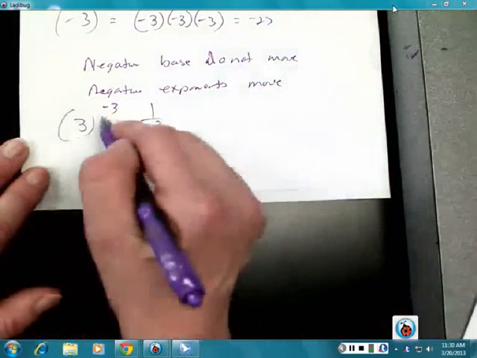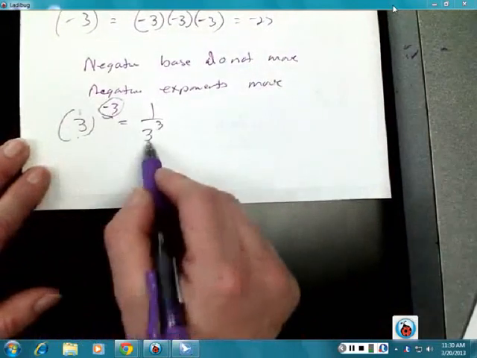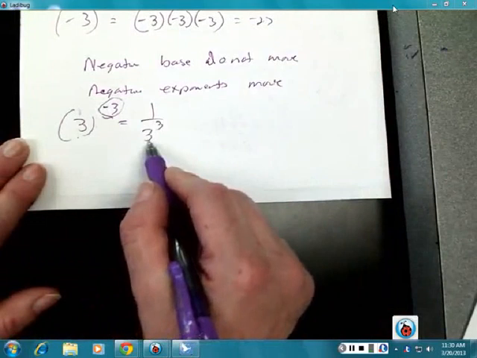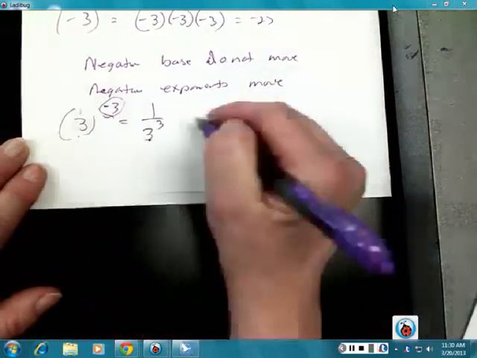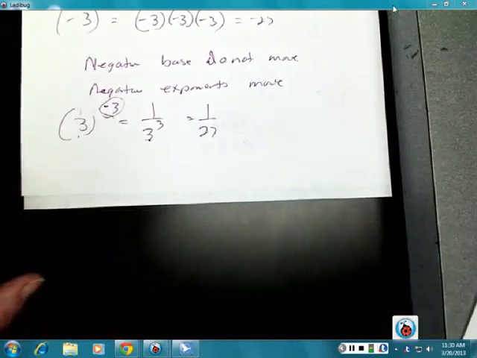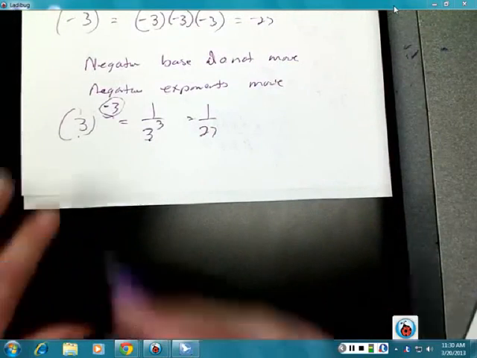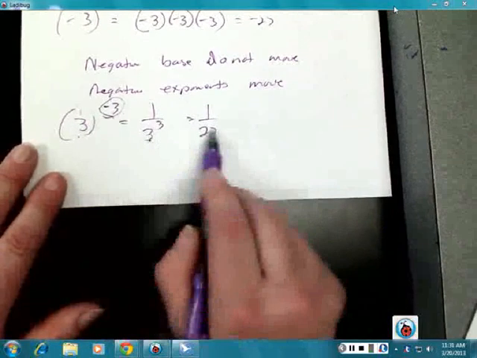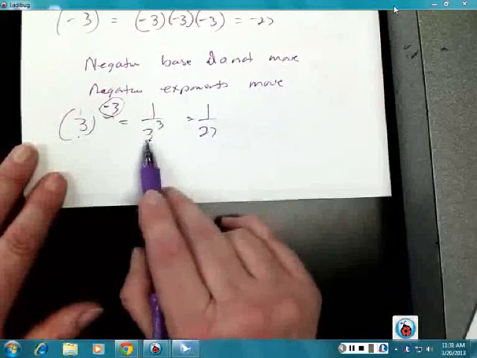This exponent meant I moved this whole thing to the bottom. Oh, okay. So I get 1 over 27 if I multiply it out. 3 times 3 is 9, times 3 is 27. So I get 1 over 27 for my complete answer. All I did, this was to the negative exponent, so it moved. Then I cubed it. 3 cubed is 27.